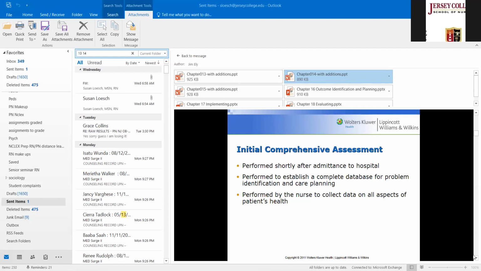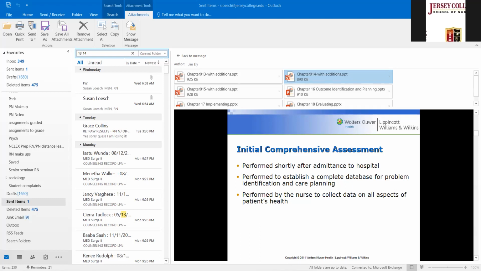So again, for the initial assessment, generally we're doing that within 24 hours. We're establishing a database, identifying problems, and starting the plan of care. We use the data we've collected on the patient's different health status and what's going on. For focused, some of it might be done during the initial assessment or as routine ongoing data collection.